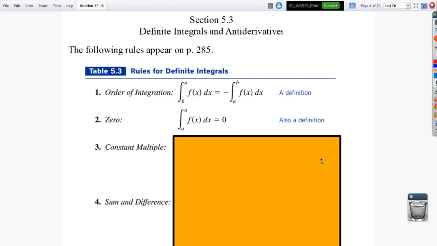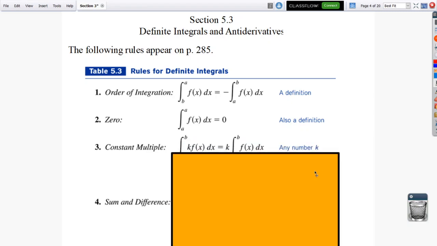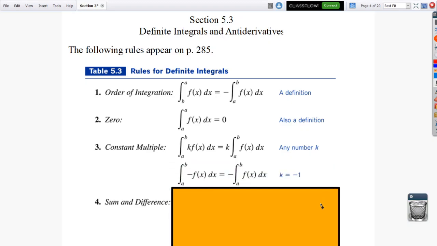Constant multiple. Since a definite integral is itself a limit, we can move constant multiples outside of an integral. So if we have the integral from a to b of k f of x dx, where k is some arbitrary constant, we can just shift that k out in front of the integral if it makes our calculations easier. And we kind of played with that last section. What that means is if we have the integral of an opposite function, that is the opposite of the integral of the function. That's just pulling a negative out of there.